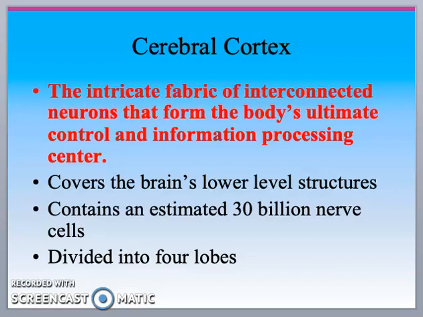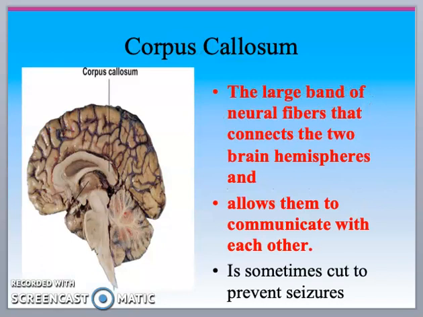Cerebral cortex is your body's ultimate control and information processing center. This is where your 30 billion nerve cells are enacted to be able to get the information out there. And this cerebral cortex is divided into 4 lobes.